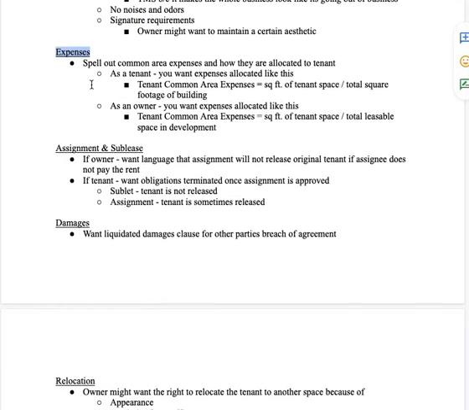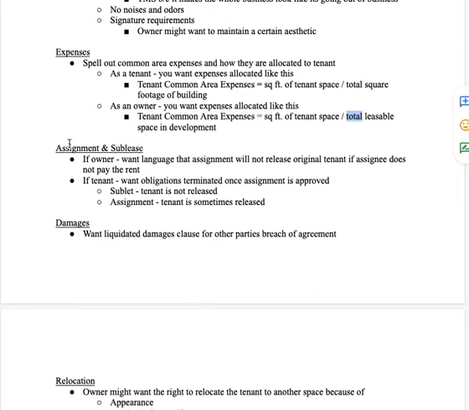Next, we'll talk through expenses. So you're going to want to spell out common area expenses and how they're allocated to the tenant. As a tenant, you want expenses allocated like this: common area expenses to be the square footage of the tenant space divided by the total square footage of the building. As an owner, you want expenses allocated as square footage of tenant space divided by the total leasable space in the development. The tenant wants a larger denominator here, so they'll have a smaller percentage of the expenses they're on the hook for. On the flip side, the landlord is going to want a smaller denominator, which puts each individual tenant on the hook for a larger portion of the space.